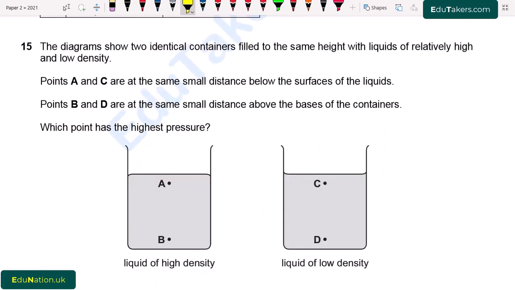The diagram shows two identical containers filled to the same height with liquids of relatively high and low density. Points A and C are at the same small distance below the surface of the liquids. Points B and D are at the same small distance above the base of the container. Which point has the highest pressure? So which one of them has the highest pressure?